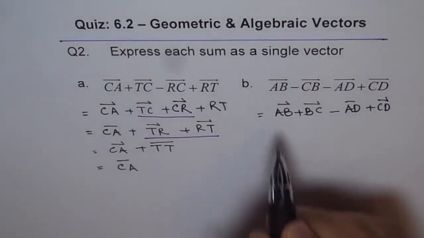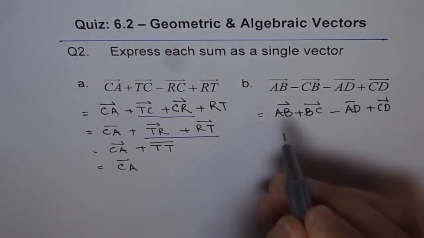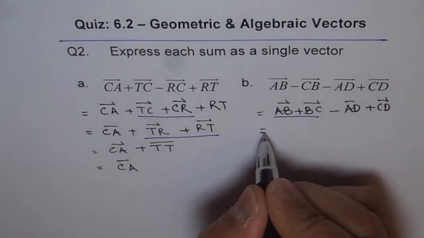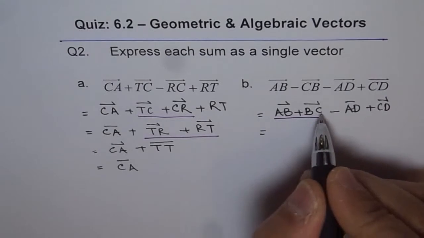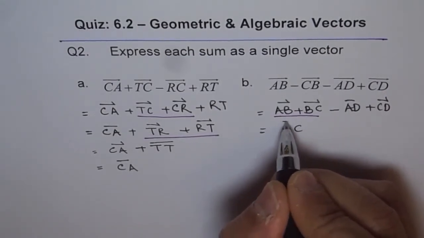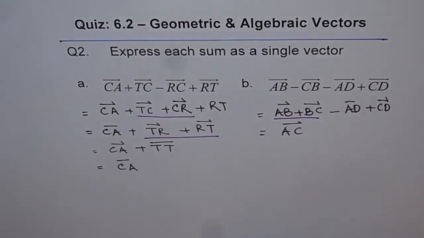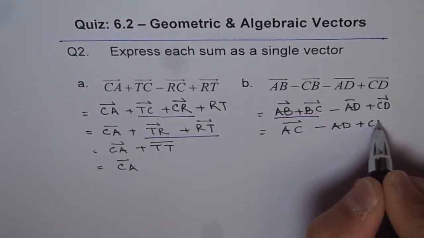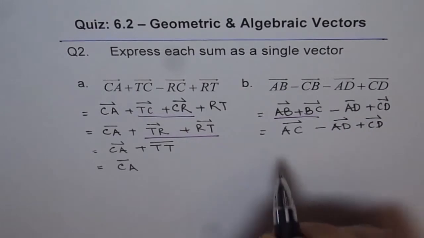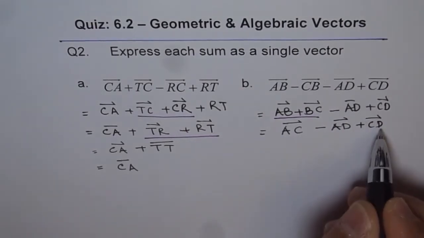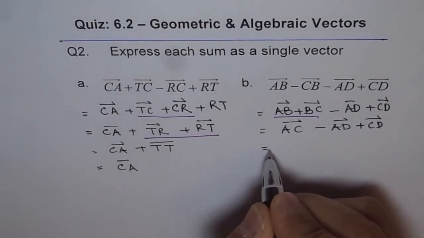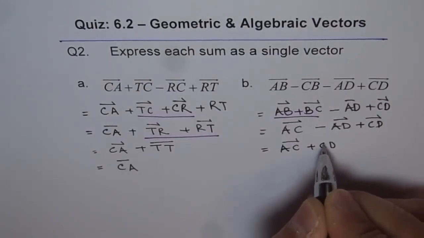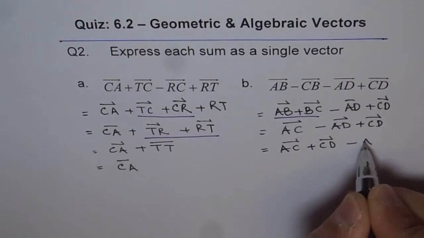Now here we see AB plus BC, correct? AB plus BC means you're starting from A and ending at C. So you get AC. That becomes your result. And then you have minus AD plus CD. Now AC and CD can be combined. So we'll bring them together. We have AC plus CD minus AD.